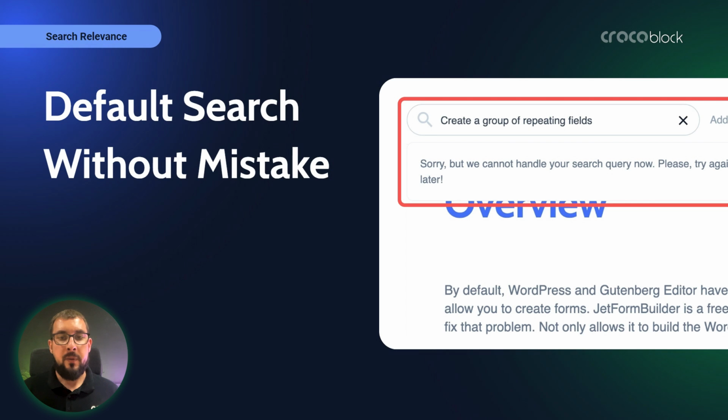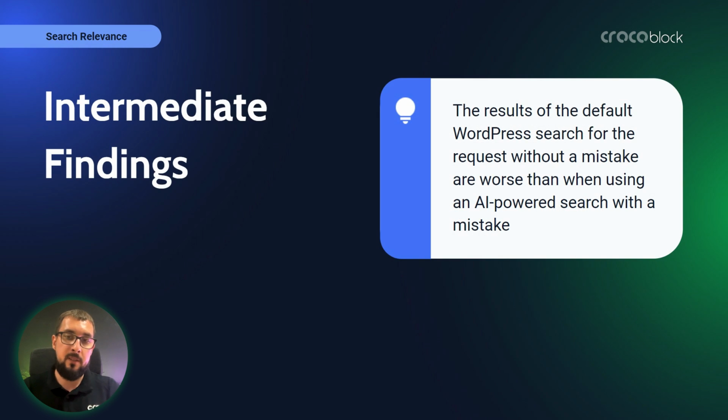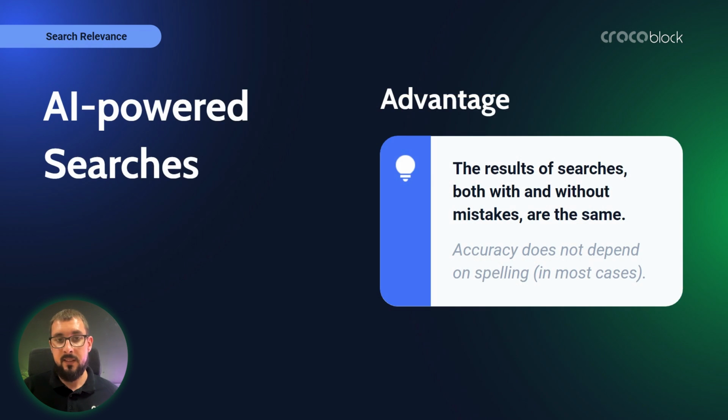That's why I would like to pay attention to the fact that the results of the default WordPress search for the request without the mistakes are worse than when using an AI-powered search with a mistake. And now let's take a look at the AI-powered search results without a mistake. It gave the same result as with a mistake. So, as I said before, the big advantage is that AI-powered search is not sensitive to spelling. Plus, results are quite close to understanding context of the question.